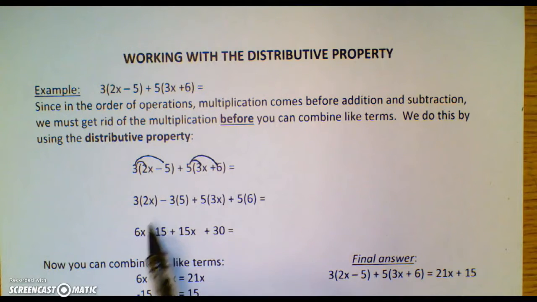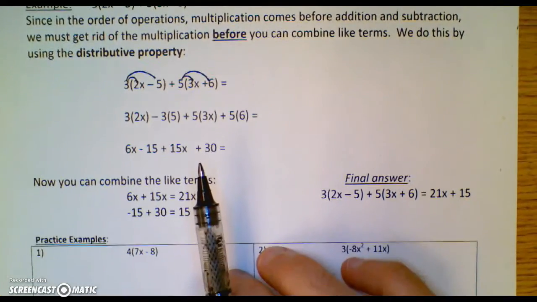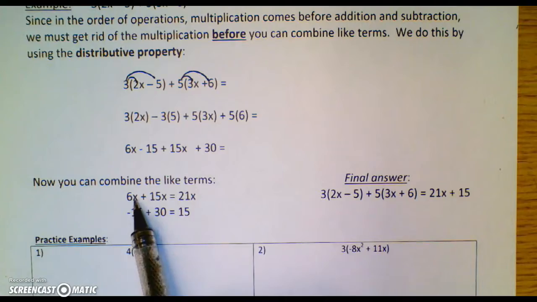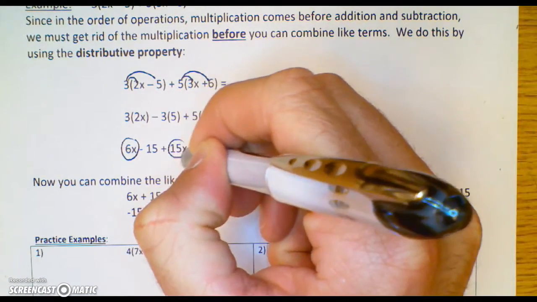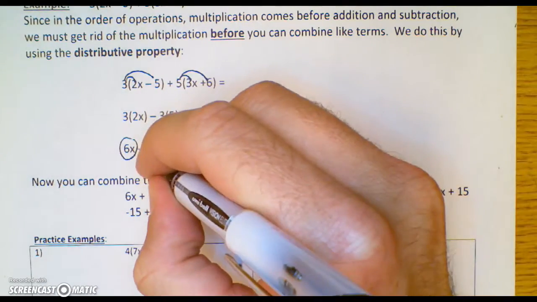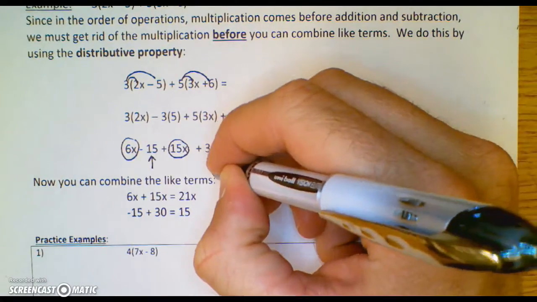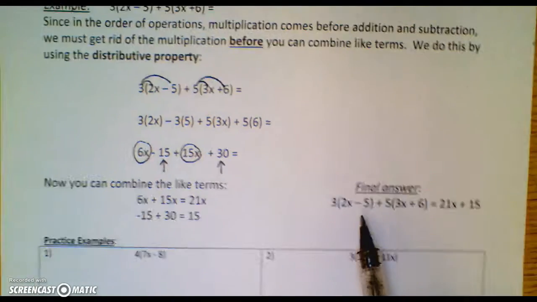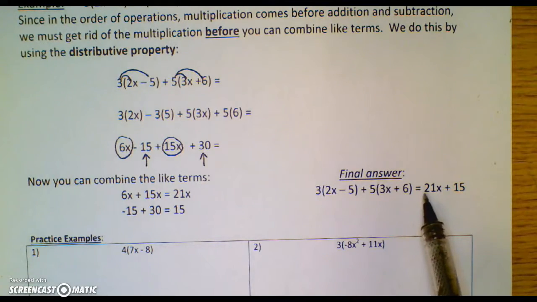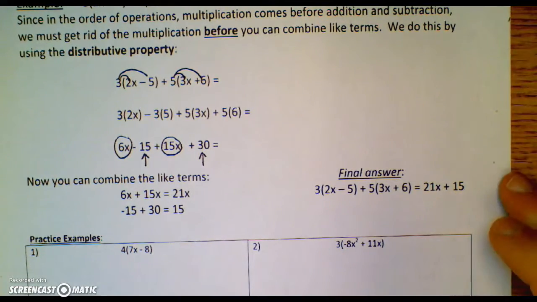So this becomes 6x minus 15 plus 15x plus 30. And at that point, you can combine like terms. Your 6x and your 15x can be added together because they have the same variable with the same exponent. And then the negative 15 and the positive 30 can also be combined because they have no variable with no exponents. So this answer, simplified, turns out to be 21x plus 15.